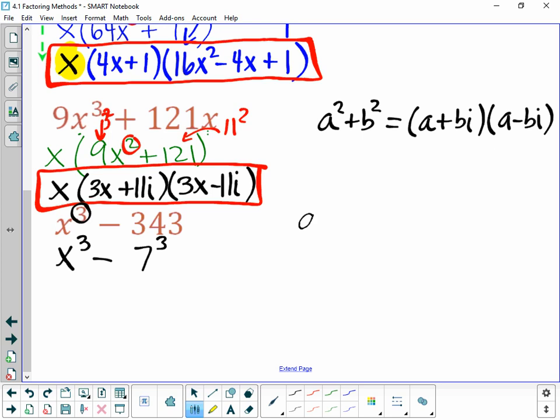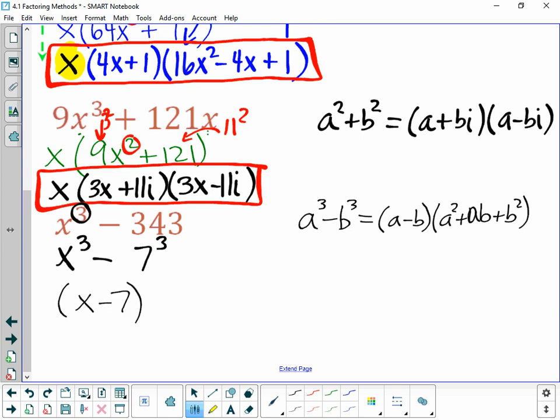This is a difference of cubes, which you have on your paper. I'll just rewrite it right here. Whoops, b squared. Okay, so our a is x, our b is 7. So the a plus b, that first term is going to be, or sorry, that first factor is going to be an x minus 7.